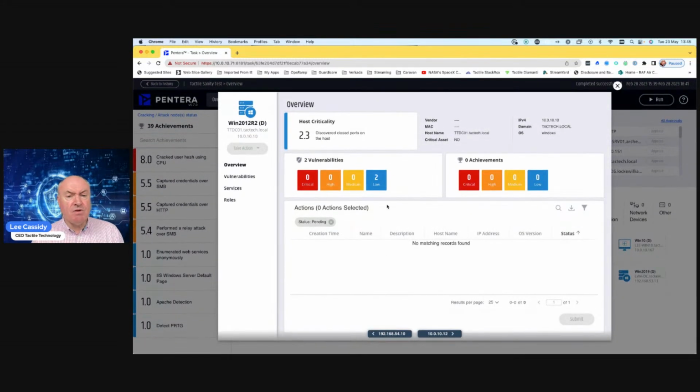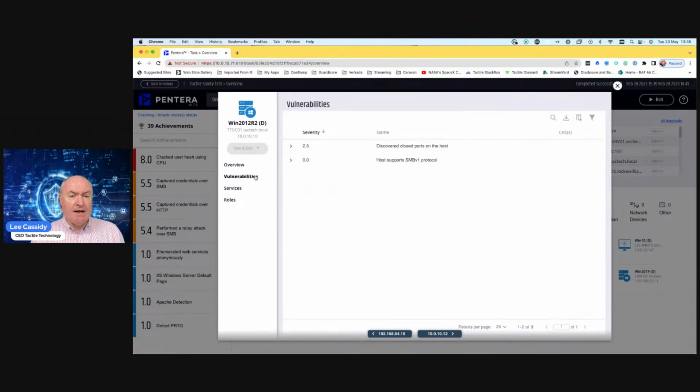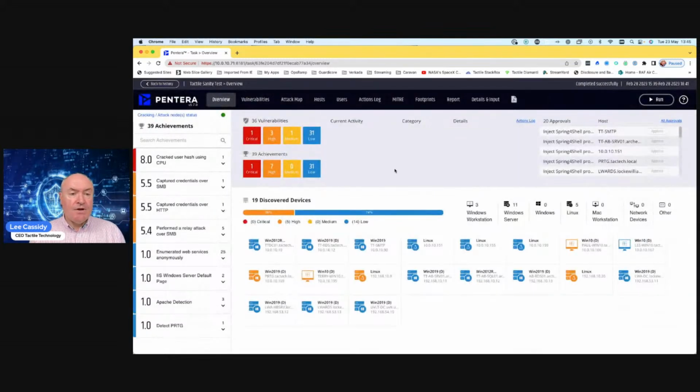So we've got some low-level vulnerabilities found on this particular one, and we can actually identify which these are. So we've got closed ports on the host. Host supports SMB version 1. So this is something that can be utilized by the hacker. We can also see up here the number of vulnerabilities and the number of achievements that have been had.